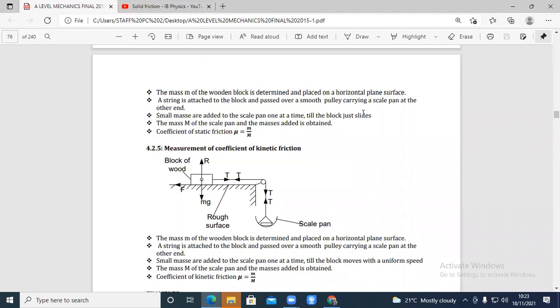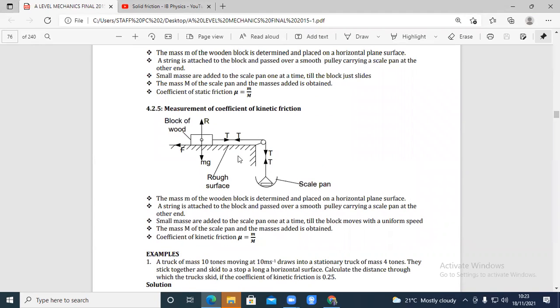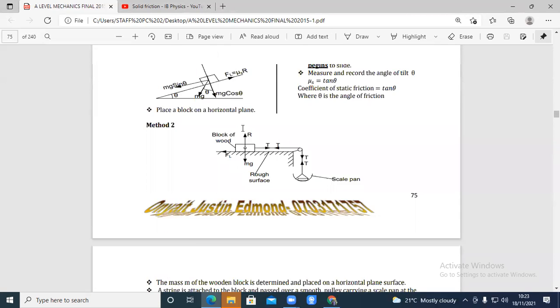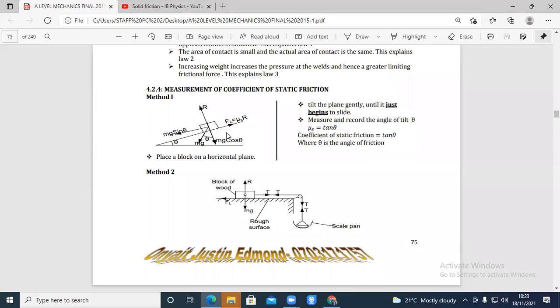So members, our time is running out. But they were saying to determine the coefficient of static friction. It's still the same, because you can only determine the coefficient of friction if you know the coefficient of static friction. So it's the same equation. You pick one of these two experiments.